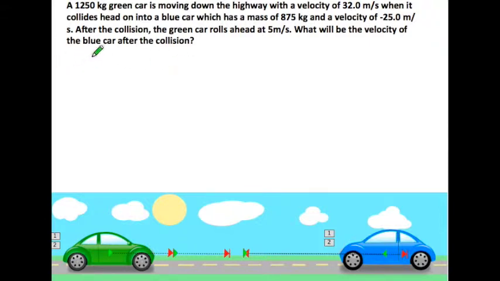Alright, so starting this problem, we have our M1 right here for the green car, and here's its velocity. And the P1, its momentum total for this, just like in the other problem, is going to be 40,000 kilograms times meters per second.